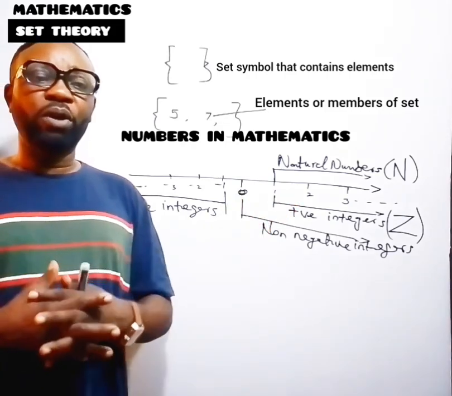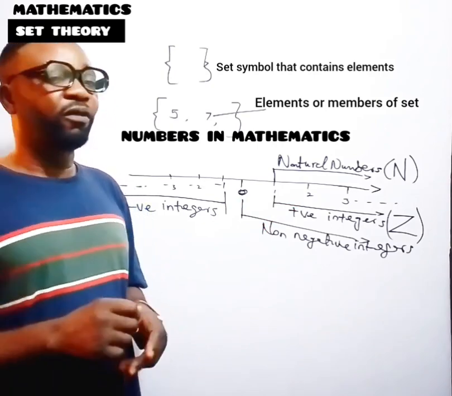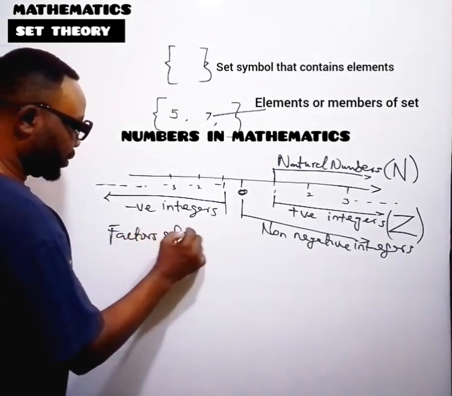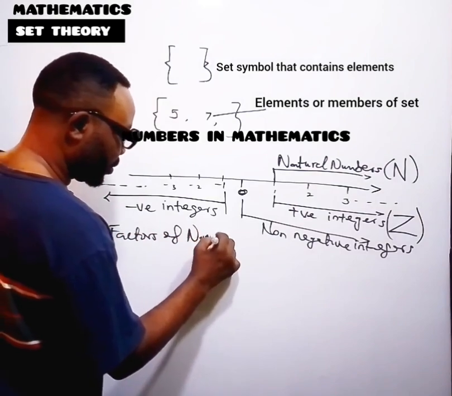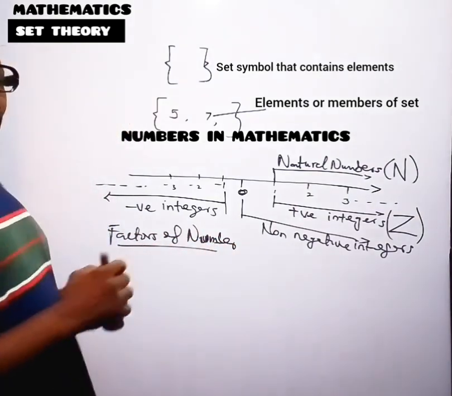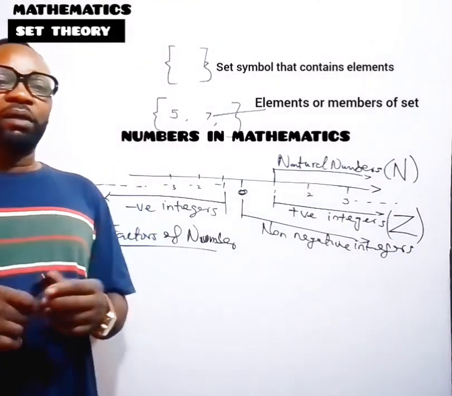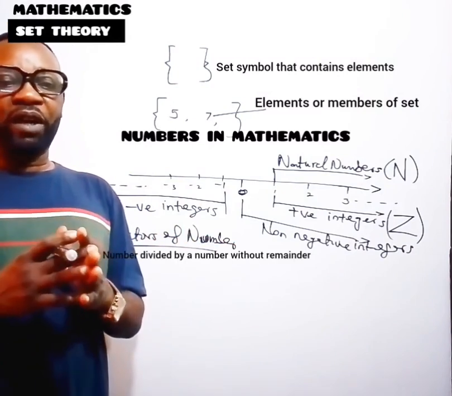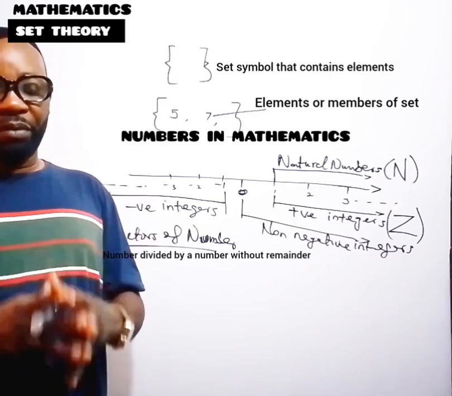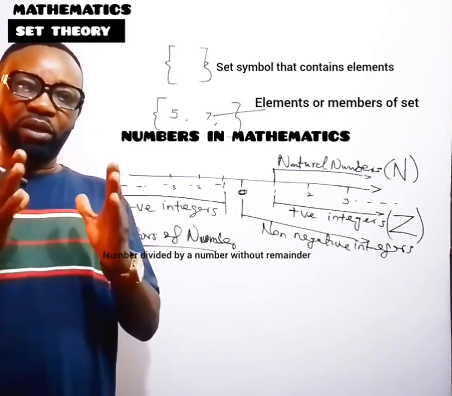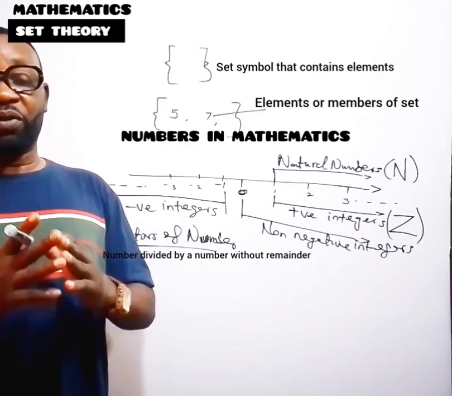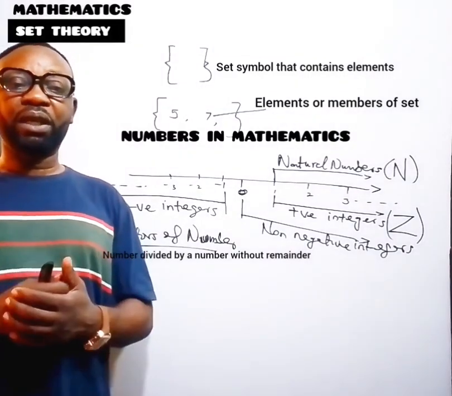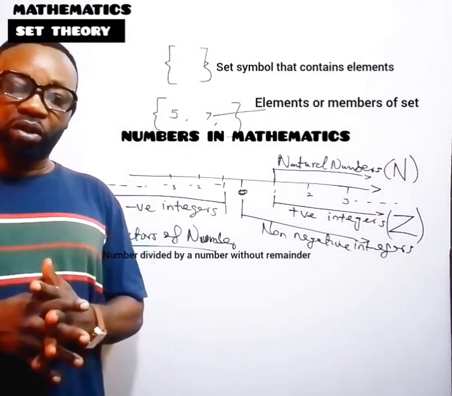Now, the next one I'm going to be talking about is called the factors of a number. The definition of factors of numbers: they are numbers that can divide a number without a remainder. If you are given a particular number and you are asked to find the factors of such a number, the numbers that you can use to divide it without a remainder are the factors of such a number.